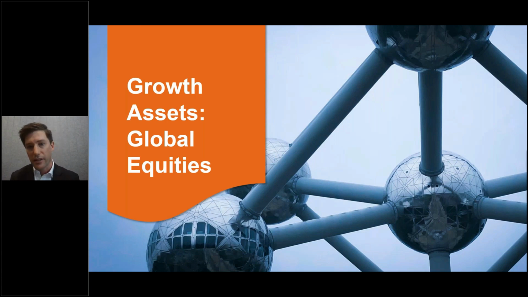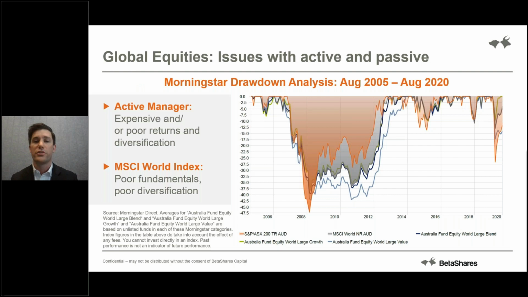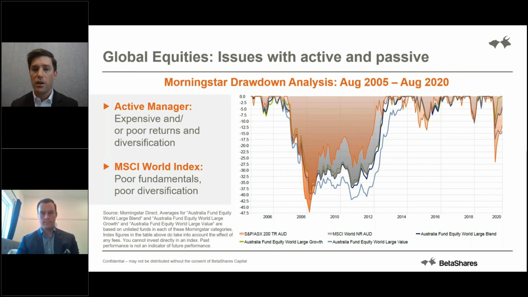To look at growth assets and global equities in particular, most asset allocators approach global equities either using an active manager or a broad market passive approach. The problem with active managers is that they are generally expensive. Broad market passive approaches also suffer because they will expose your clients to portfolios which on the whole have relatively poor fundamentals when you look at the overall mix of underlying companies. Both of these approaches have issues in terms of the diversification benefit they deliver, and we can see that in the drawdown chart there on the right.